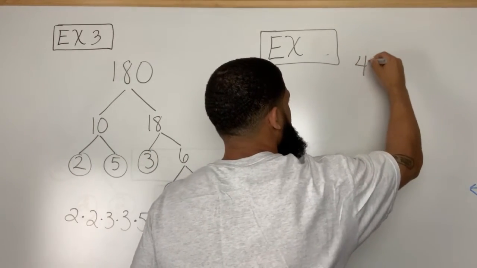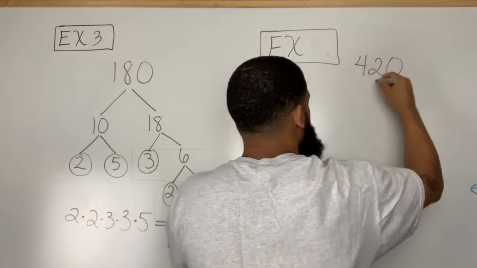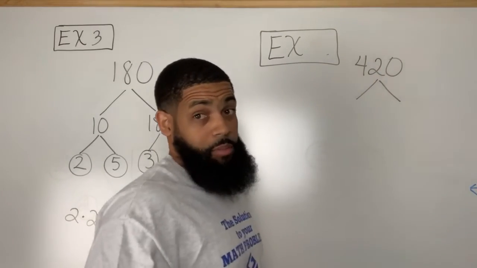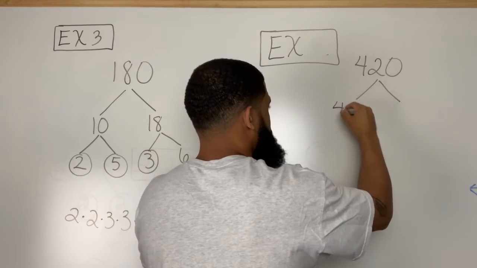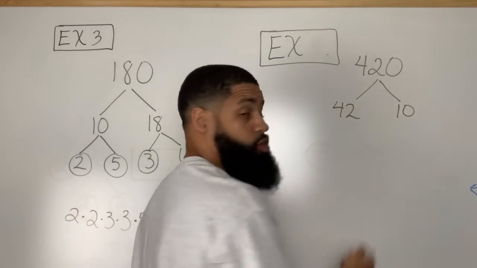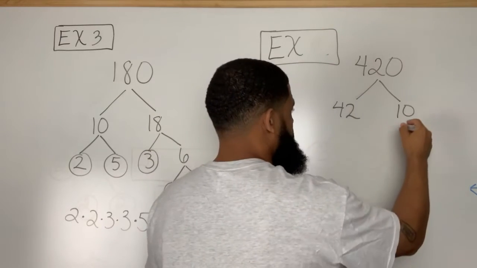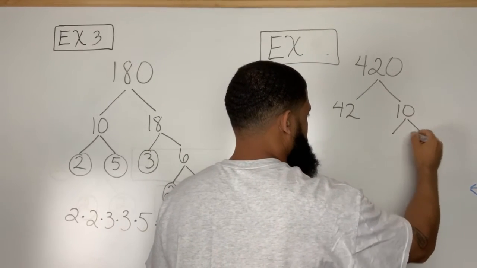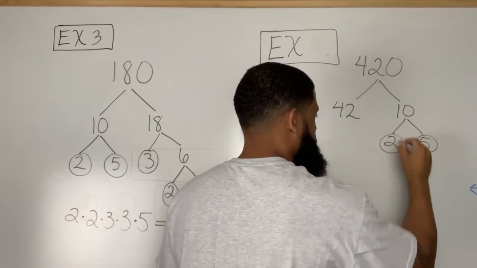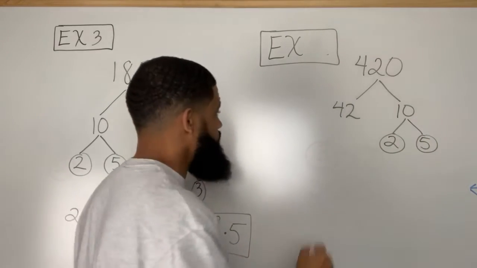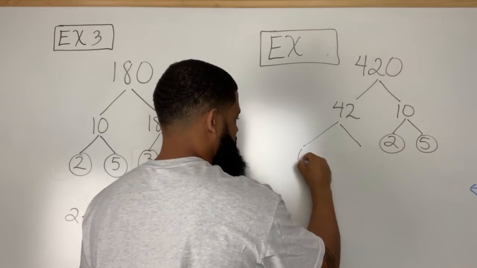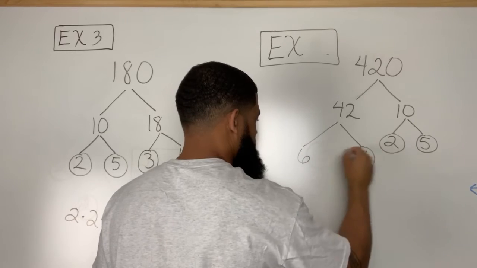All right, 420. And once again, because there is a 0 there, I'm going to start out with 42 times 10. All right, both of these are composite numbers, so let's break them down. Let's do the smaller one first. Let's do 2 times 5. 2 and 5 are both prime, so we'll circle those. Let's break this branch down. 42, I always think about 6 times 7.